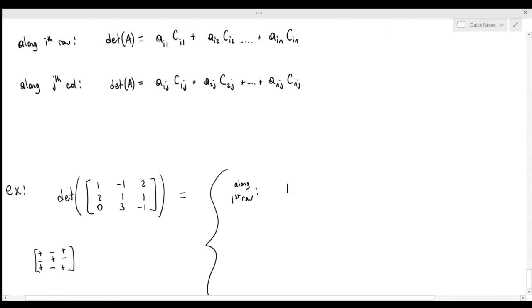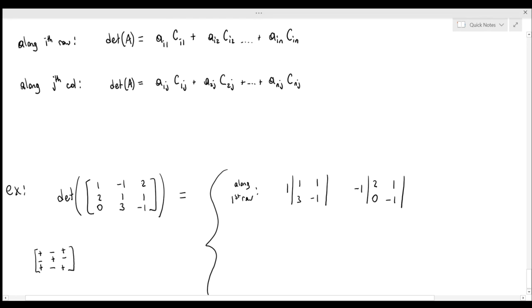So I take this, and then what I'm going to do is, in my head, cross out the first row and the first column. I'm going to take the determinant of the remaining 2 by 2 matrix here. Okay, so next I'm going to take the number -1. Now cross out the row and the column containing it. Take the remaining 2 by 2 and take its determinant.